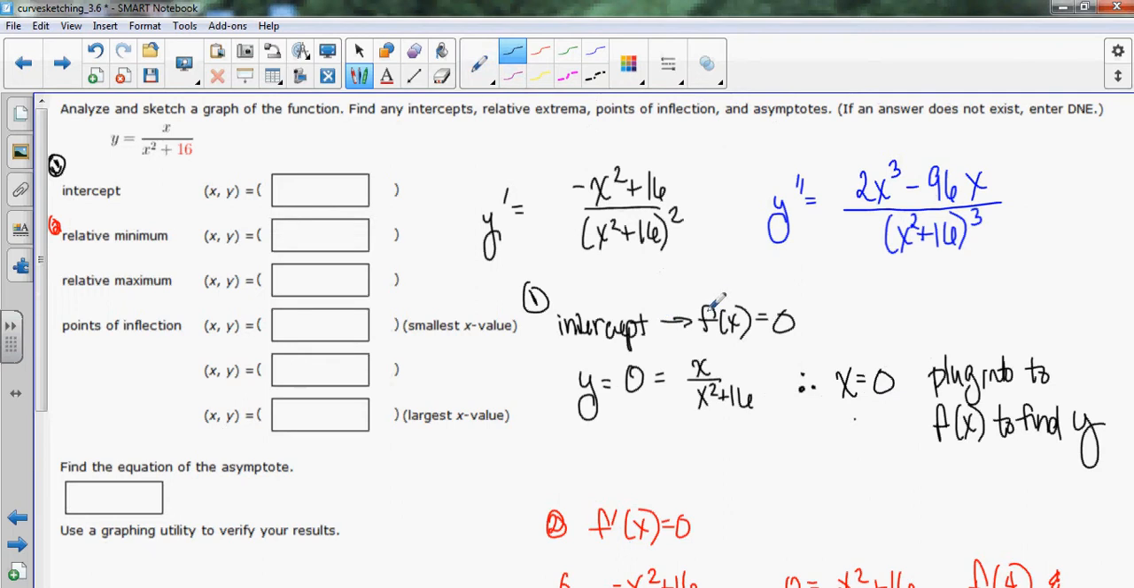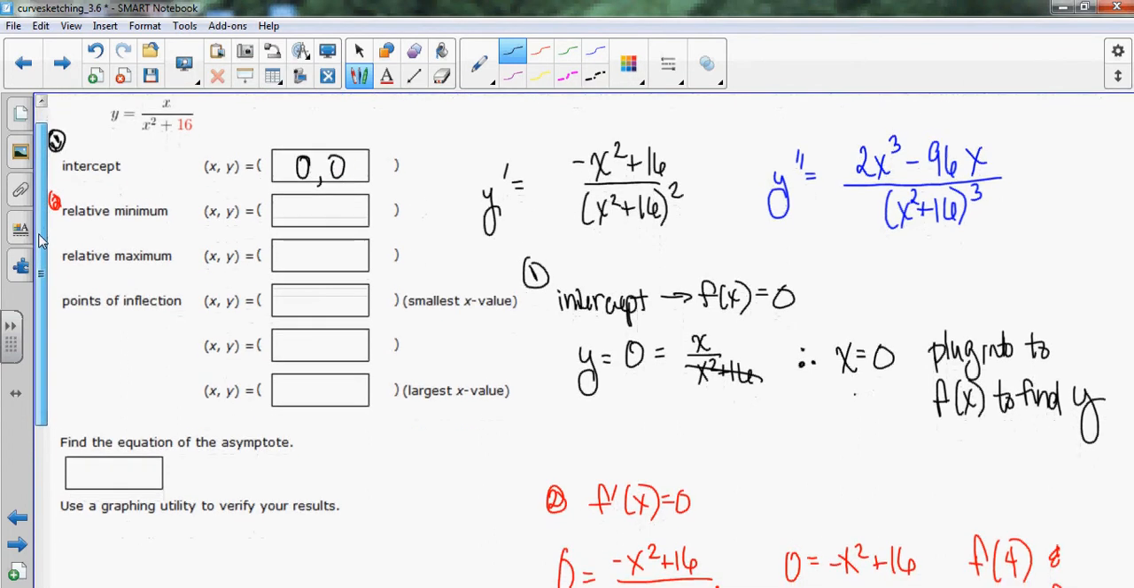So for my intercept, you just let x and y be equal to 0. If I want to know where I'm going through the x-axis, that means y is equal to 0. When you set this original f of x equal to 0, basically you're just left with x equal to 0. Plug that into your f of x to find y, so 0 over 0 plus 16. My intercept is at 0, 0.